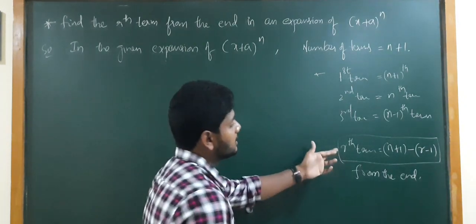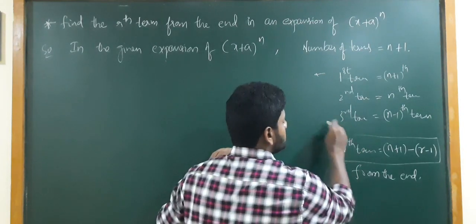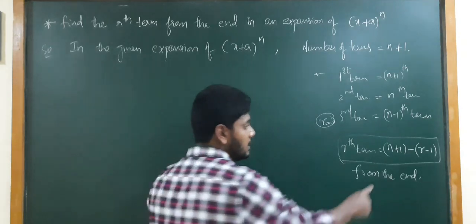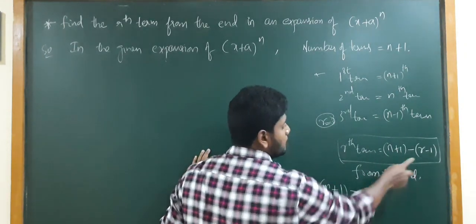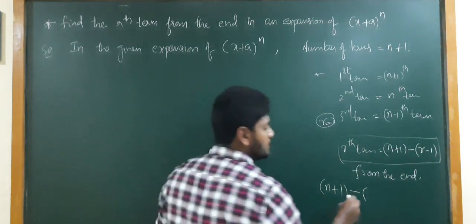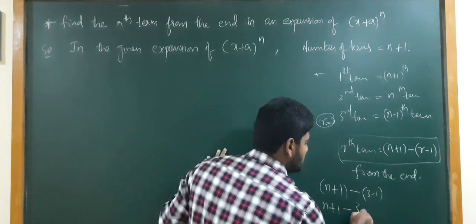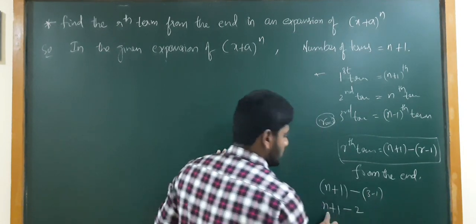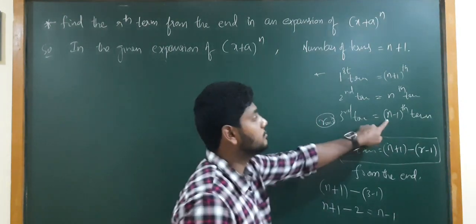For example, compare this formula to find the third term. That means the r value we need to consider as 3 here. So then it will be n plus 1 minus, what is r we need to consider? 3. So 3 minus 1. Sorry, 3 minus 1 is 2. So it will be minus 2. N plus 1 minus 2 is what? N minus 1. So that's what this is.